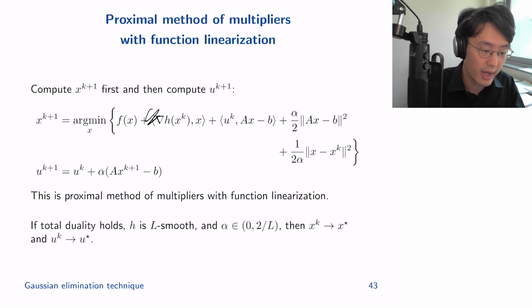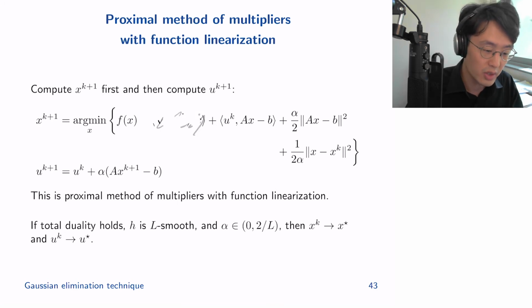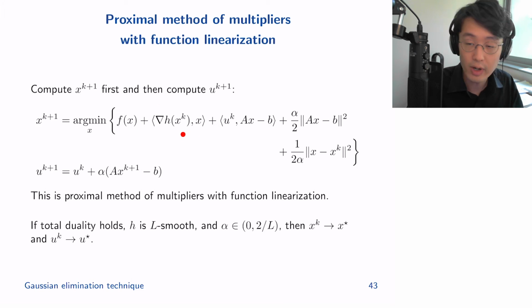Imagine if we don't have this h term, then this is just the proximal method of multipliers, because here we are minimizing the Lagrangian, so this function f and then this inner product term, this is the Lagrangian with the dual variable uk plugged in. And then we have this augmentation term for the Lagrangian, and then we also have this proximal term. So obtaining the xk plus 1 update through this type of minimization corresponds to the proximal method of multipliers. But in this case, we do have the h term, but the h function, unlike the f function, is not accessed directly, but rather we are accessing h through its gradient.